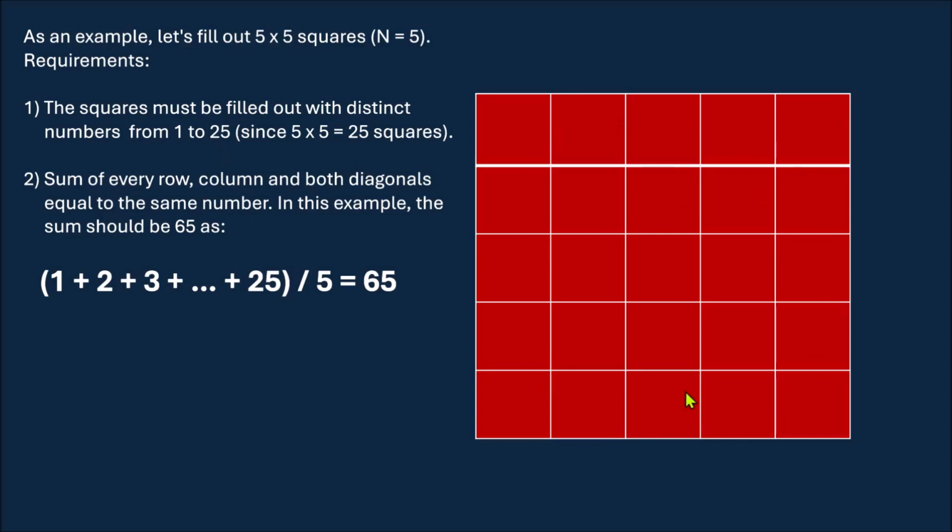25 squares here. The second requirement is the sum of every row. We have 5 rows here, and the sum of every column. We have 5 columns here, and both diagonals, left and right diagonals, equal to the same number. In this example, the sum should be 65, as if we add all 25 numbers and then divide it by 5, at that time we get 65.